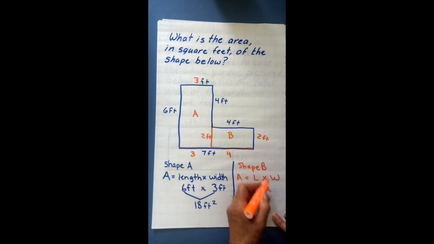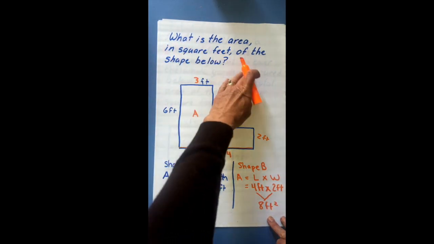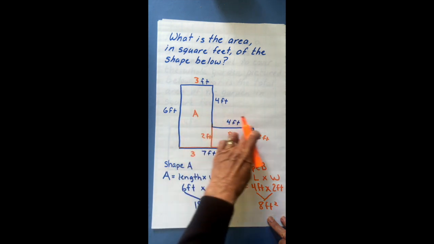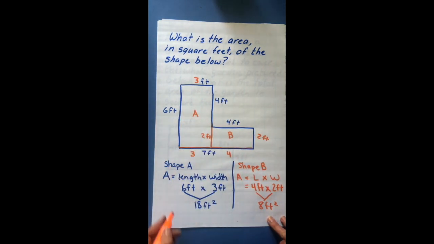So all I need is length and a width. Length times width is 4 feet times 2 feet. Now I'm going to multiply those. 4 times 2 is 8 feet squared. But it says, what is the area in square feet of the shape below? The shape was this awkward shape. So we'll have to add those two together to get the total area.